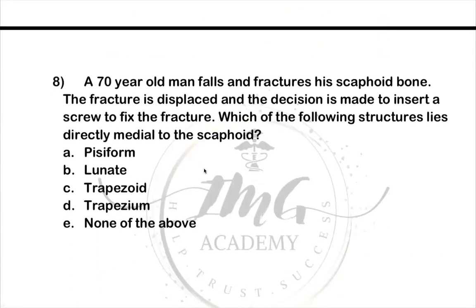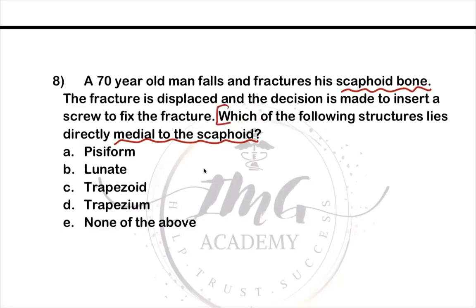Now read this question. Dr. Mitunjay, you can read this. A 70-year-old man falls and fractures his scaphoid bone. The fracture is displaced, and the decision is made to insert a screw to fix the fracture. Which of the following structures lies directly medial to the scaphoid? As I was saying, you're going to have similar questions like this. Always remember, in anatomy they are going to give you some scenario, maybe a history of trauma, but the main question will be in the last sentence, where they give you the exact question.